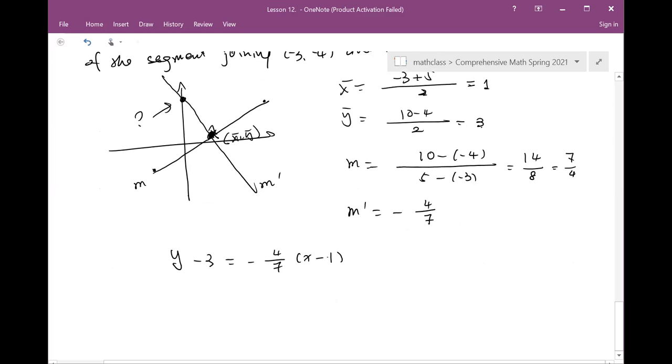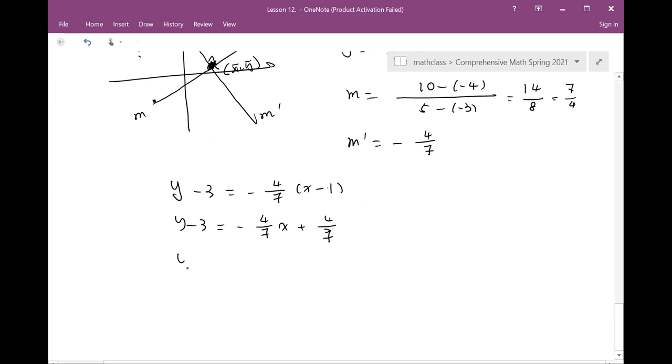Okay, that's the equation. So let's simplify it a little bit. Plus 4/7. Then I move 3 over to the right-hand side, so it's a plus 3. 4/7 plus 3 is 25/7. That's it.